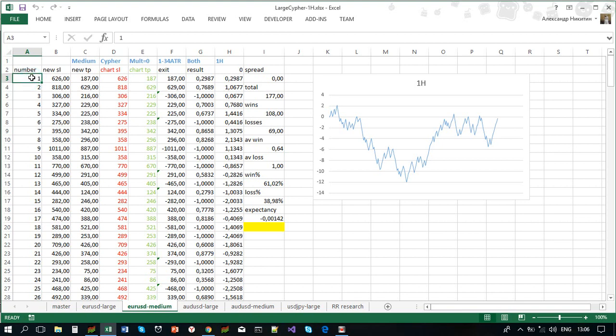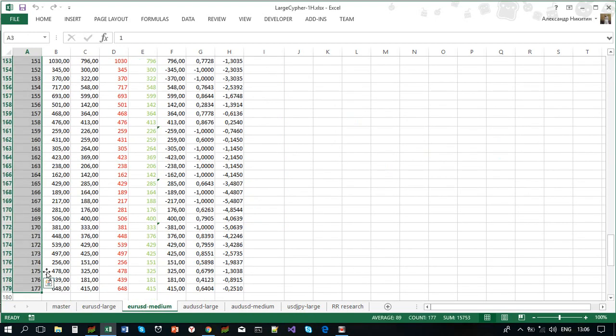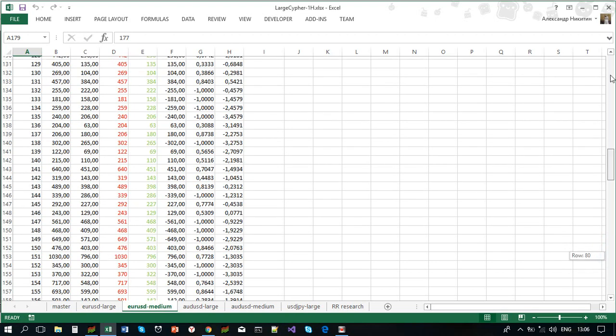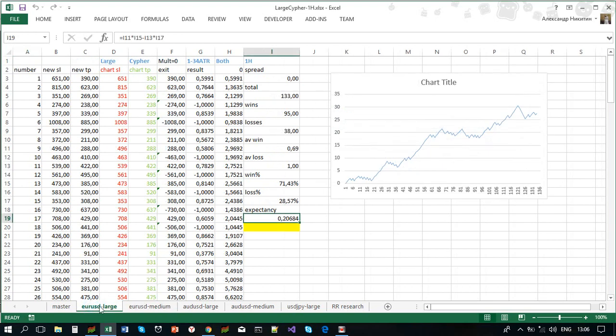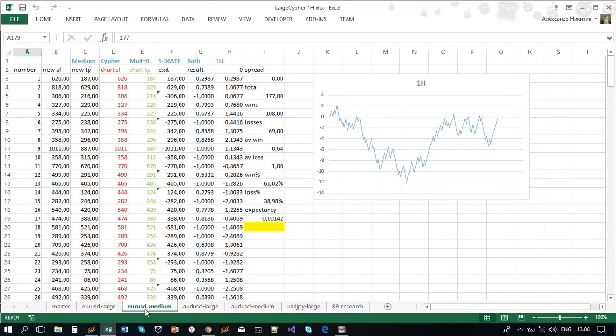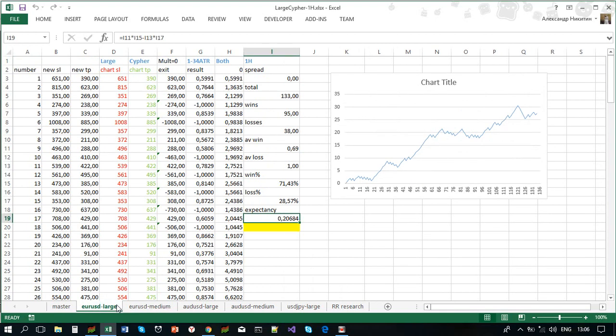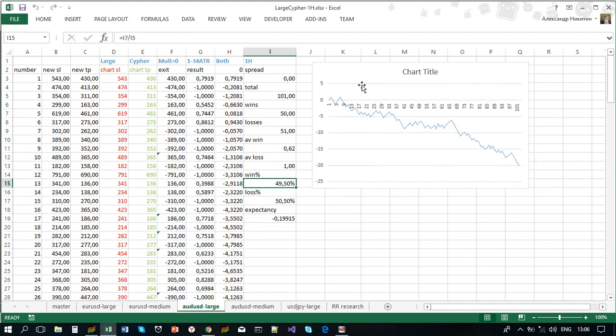Okay, euro-dollar medium swing identification algorithm. How many of them do we have? 177 trades. Of course, the medium swing identification algorithm presupposes that we have a larger number of setups because they are smaller. Okay, but on euro-dollar, larger patterns work better, smaller patterns work worse, and this highly depends on your swing identification. Let's go to Aussie dollar, larger patterns, larger swing identification algorithm.